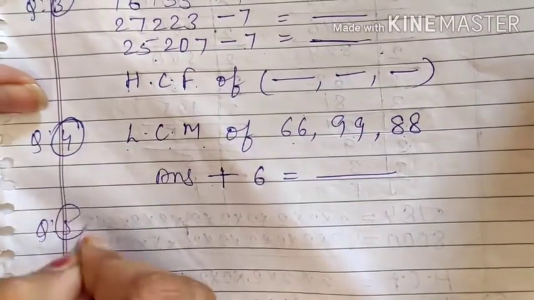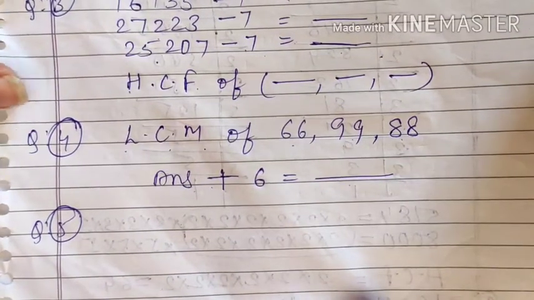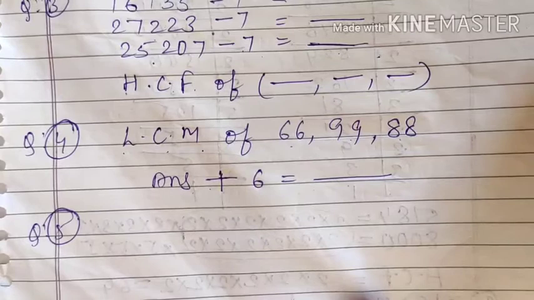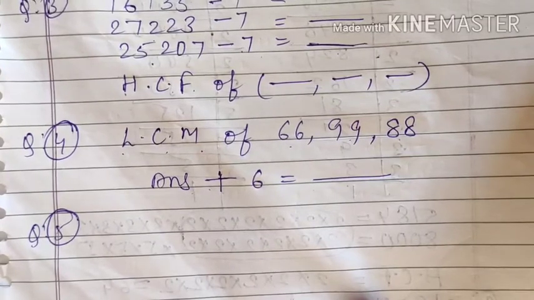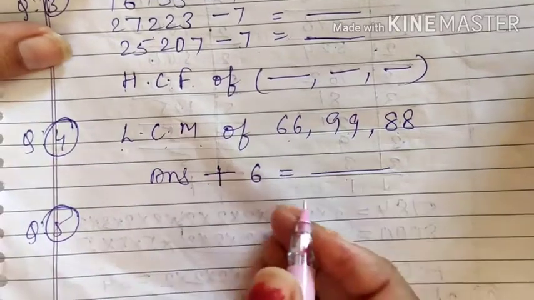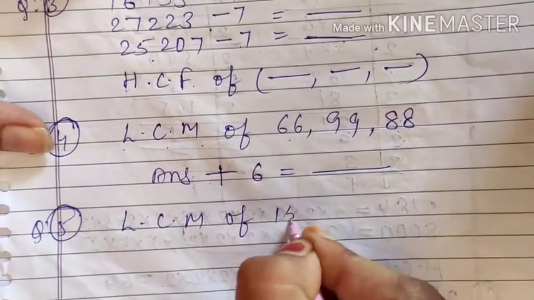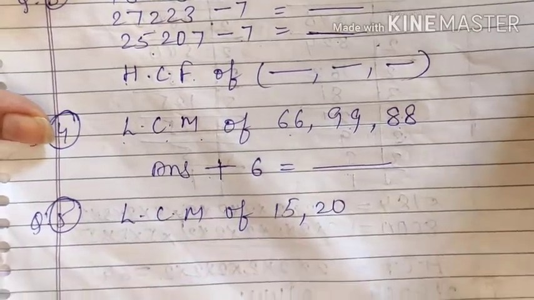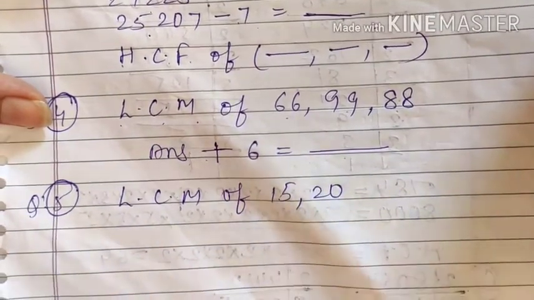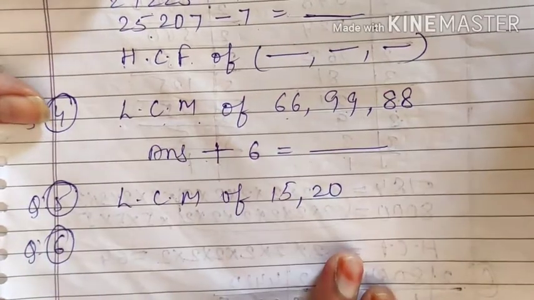Then question number 5. An army officer has to form equal rows of 15 or 20 soldiers. What is the minimum number of soldiers that the officer will need? Obviously, if you have to divide into equal parts, then you have to find out the LCM of 15 and 20. Only 2 small numbers are there. Easily you can find the LCM in question number 5.